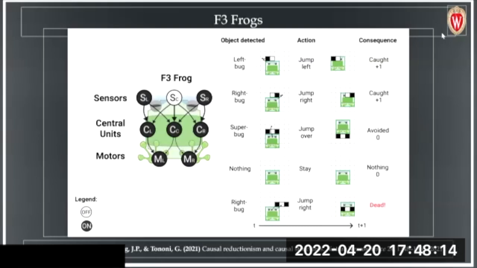So a traditional reductionist explanation of what's going on here is pretty straightforward. We have three mechanisms in the brain of the frog, and the central mechanism, CC, is the one that is responsible for the detection of a superbug and the function of avoidance.